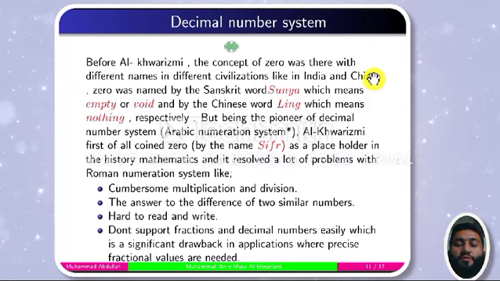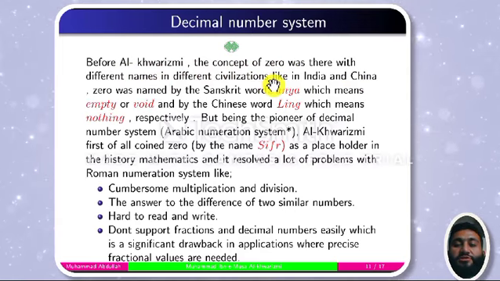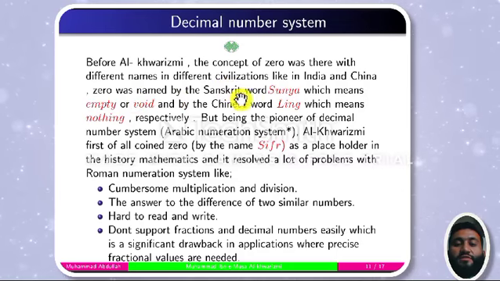Now we will talk about the modern decimal number system. What are the contributions of Muhammad bin Musa al-Khwarizmi to the decimal number system that we are using today? Before Al-Khwarizmi, the concept of zero was there with different names in different civilizations, like in India and China, where zero was named by the Sanskrit word sunya, which means empty or void, and by the Chinese word ling, which means nothing, respectively.